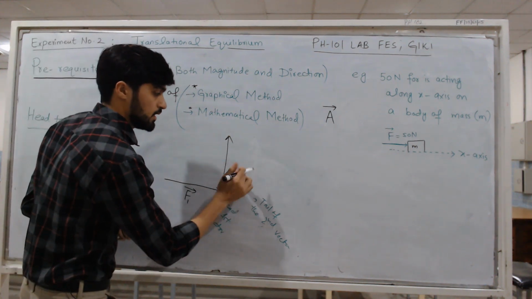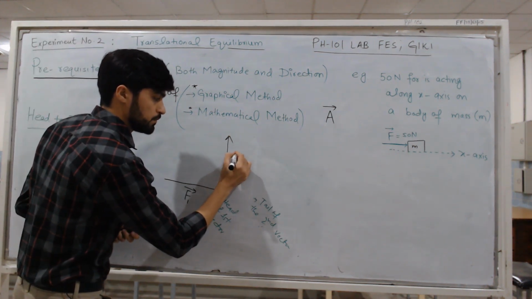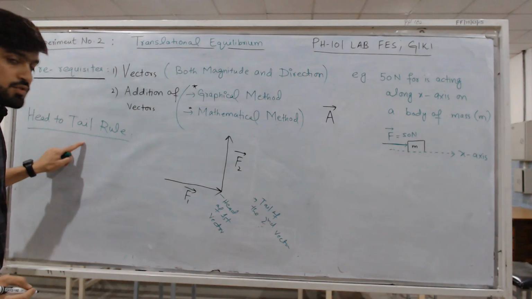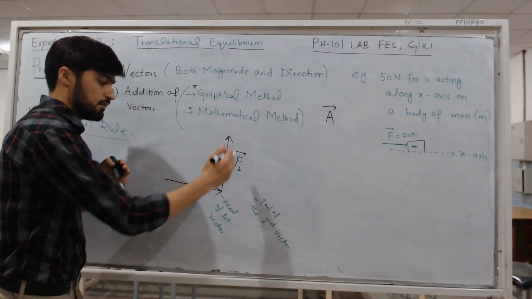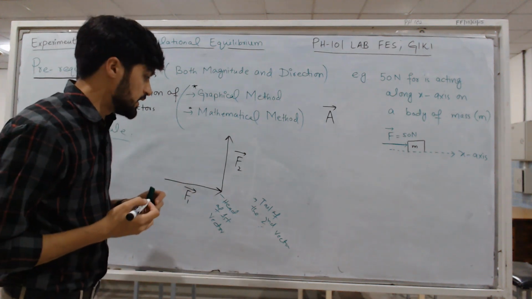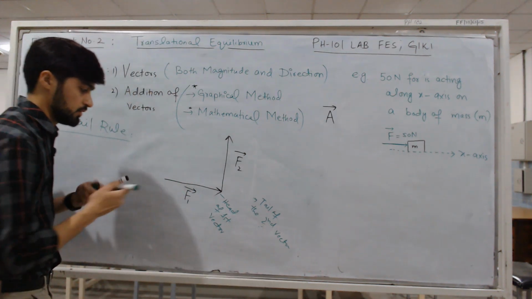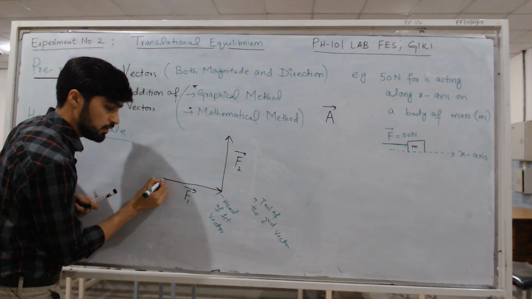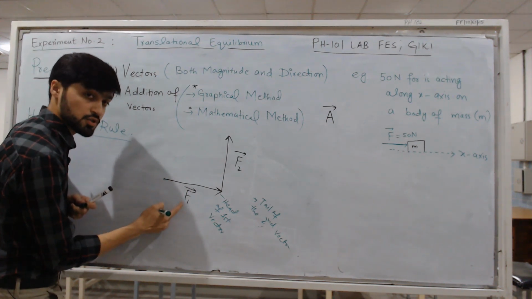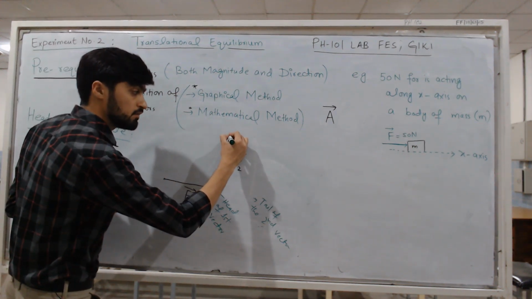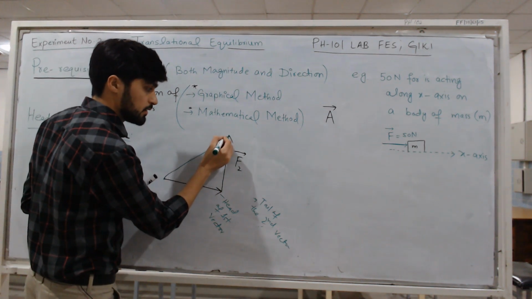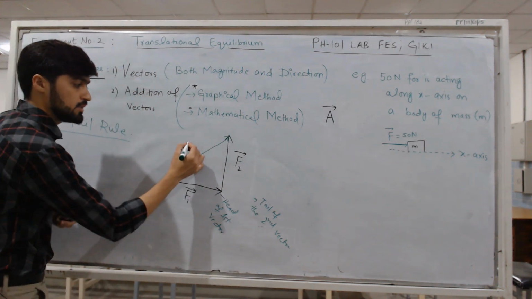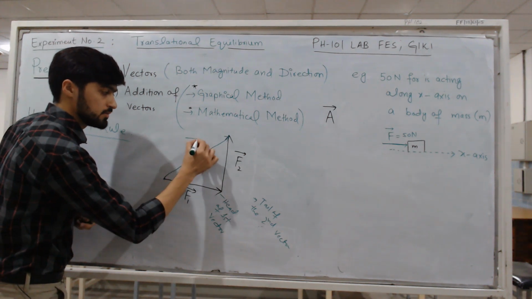So this is the way how to use it. We are using the head to tail rule. So we are placing the tail of the second vector on the head of the first vector. Now the resultant will be actually this one: the starting point of the first vector and the ending point of the second vector. So we will draw a vector here. So this is actually the resultant of these two vectors.